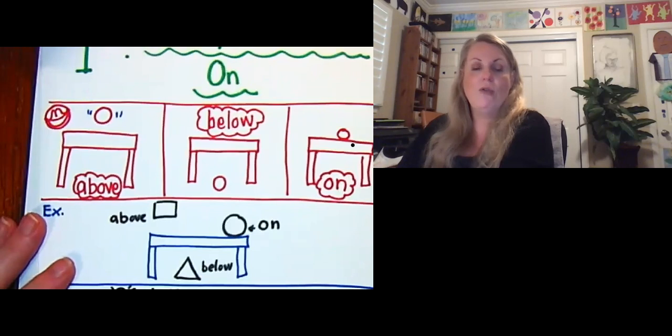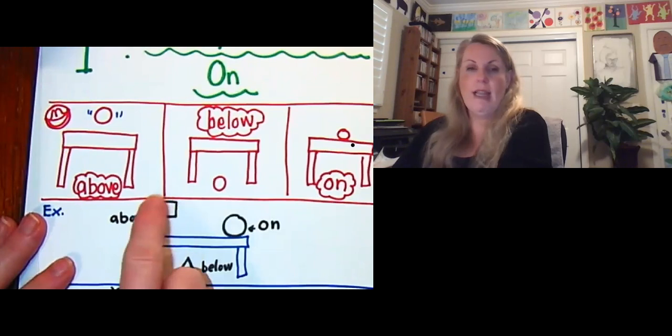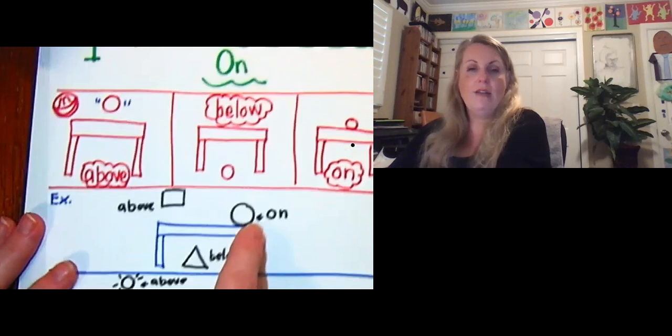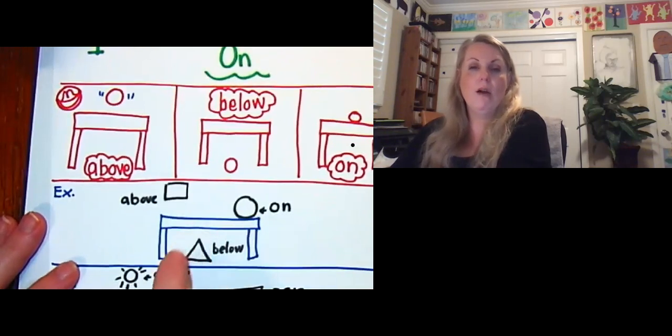So let's look at our example. If I asked you to draw a square above the table that looks more like a rectangle, it wouldn't be touching the table. If I asked you to draw a circle on the table, it would be touching it. If I asked you to draw a triangle below the table, it would be underneath.